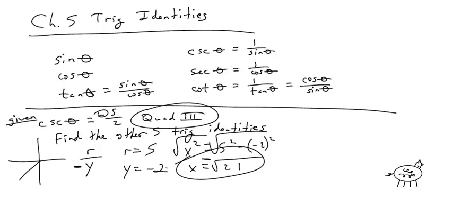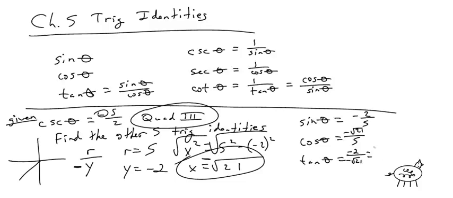Now if I actually do all my trig functions, we already knew sine. Sine was actually pretty easy because it's just the reciprocal of cosecant, so it's negative 2/5. Then cosine of theta is going to be x over r, so it's negative root 21 over 5. And tangent of theta is going to be y over x, which is negative 2 over negative root 21. If you simplify and rationalize it, you get 2 root 21 over 21.